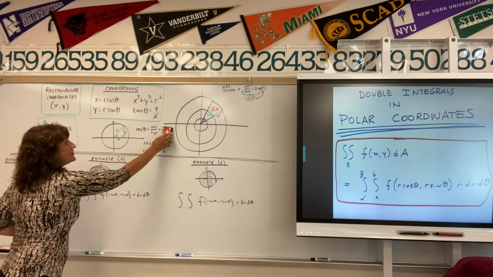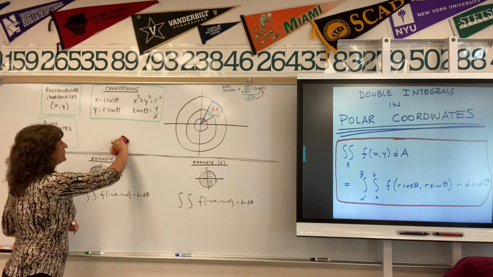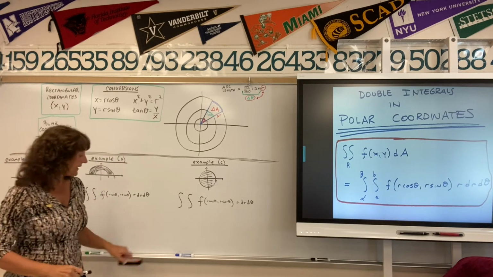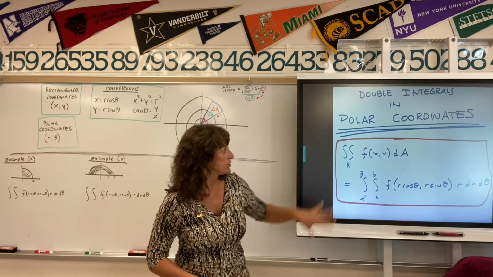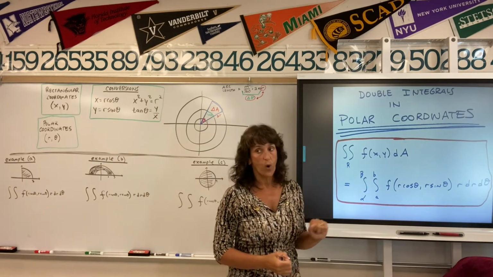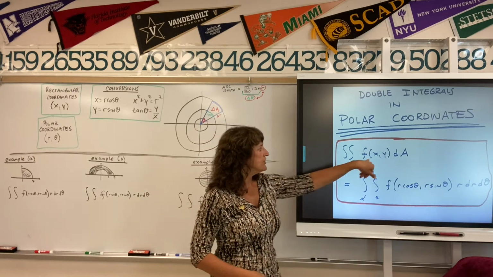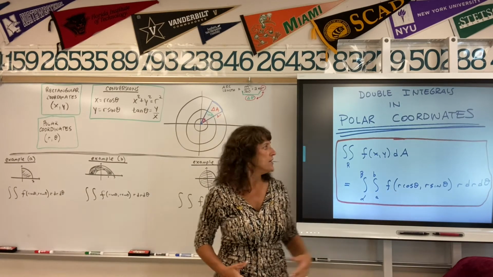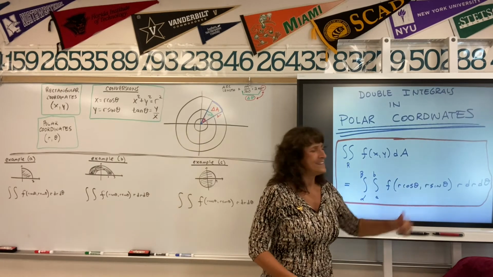We're going to need to know these conversions because we'll have to use them as we set up our double integral in terms of polar. When you're converting your double integral from rectangular, where you have x's and y's, you're going to convert the x's to r cosine theta, and you're going to convert the y's to r sine theta.